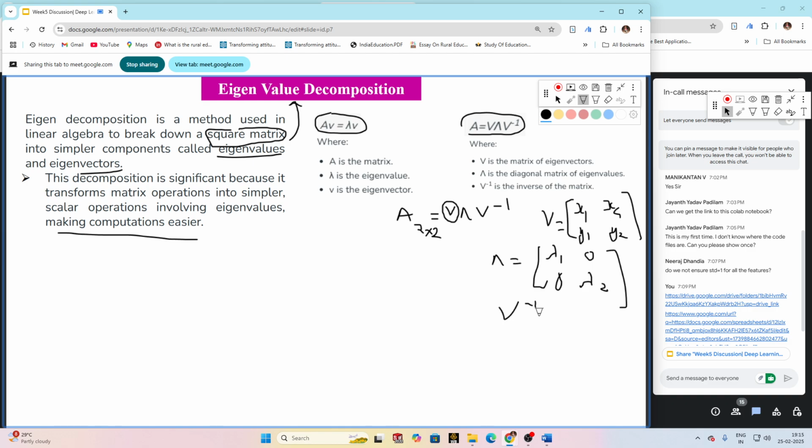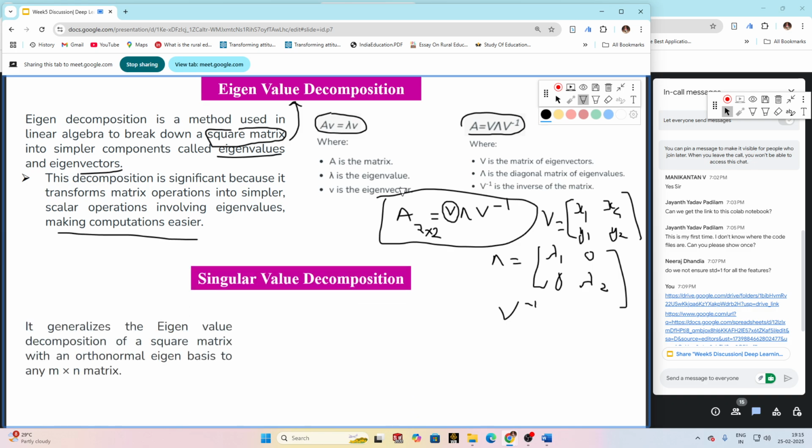You have to find the cofactor matrix and then divide it by the determinant, and you can get the inverse of the matrix. Okay, so this is about eigenvalue decomposition. There is another thing called singular value decomposition. Now again I have told you, this eigenvalue decomposition can only be applied in case of a square matrix.